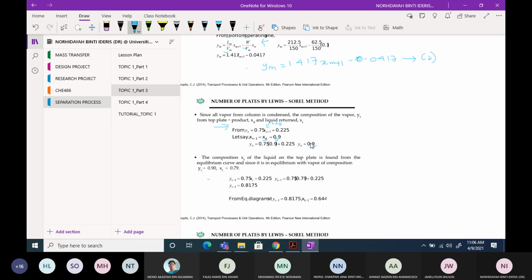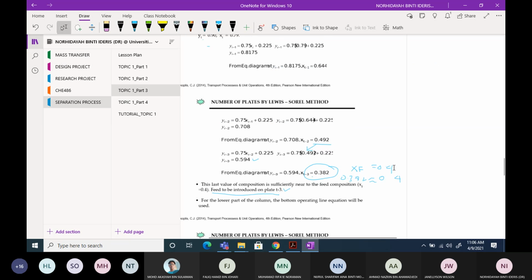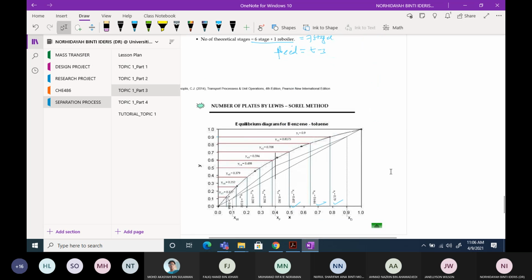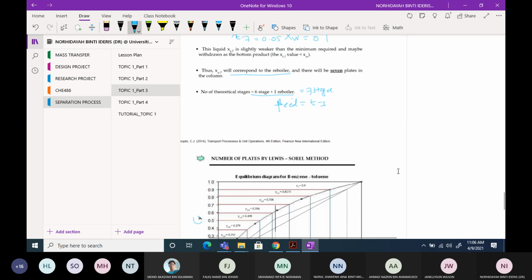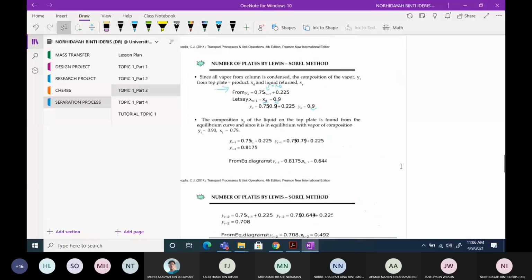After you have this value 0.9, just now I asked you to plot the graph. So now you have this graph, y versus x. You have 0.9, you bring it to the equilibrium curve here and bring it to the x-axis, and you need to read the value of XT. I hope you do it by yourself. XT is equal to 0.79. Don't rely on this figure, do it yourself, and let's see if you got the value of 0.79.